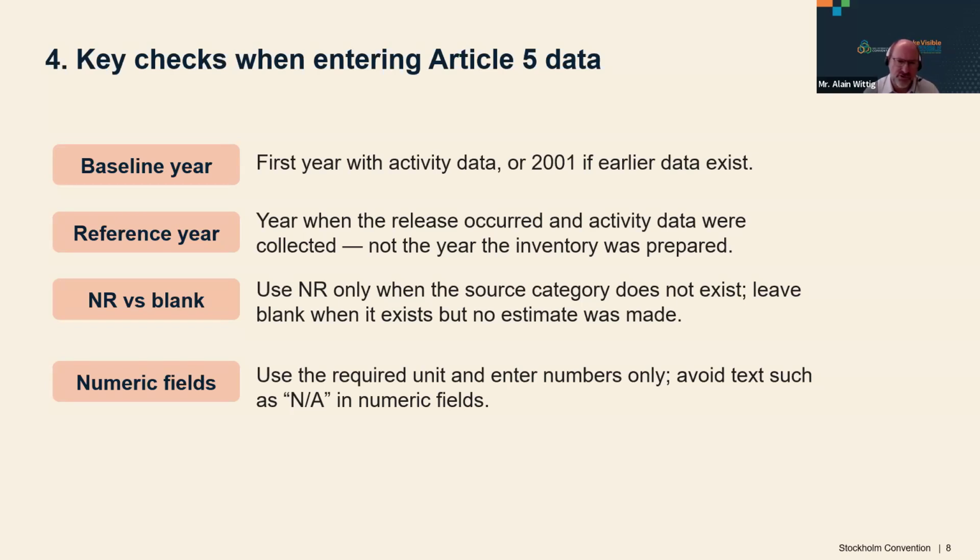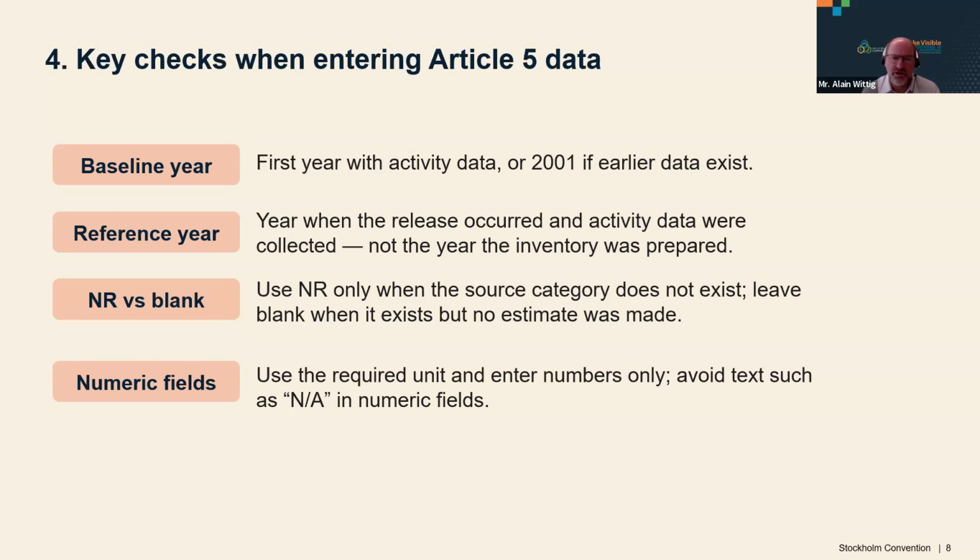The use of NR, not relevant, and blank cells have different meanings. That's something we see sometimes in national reports that are submitted. So only use NR where the source category does not exist or is not relevant for the country. But if the source category exists, but no estimate was made, you leave that cell blank, and then you can explain in a comment why there is a gap.